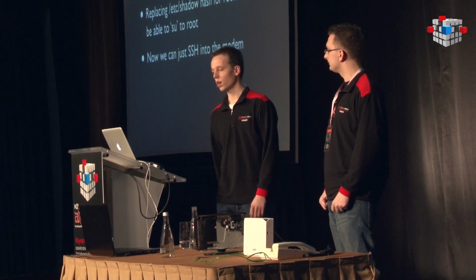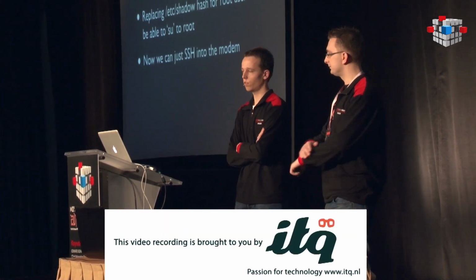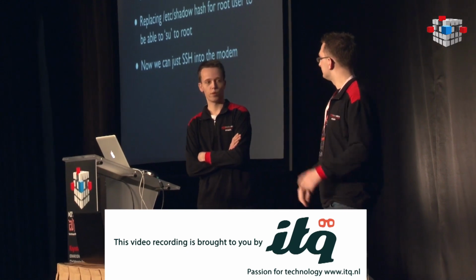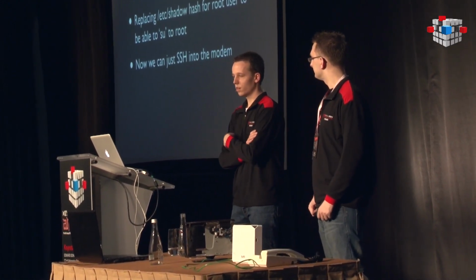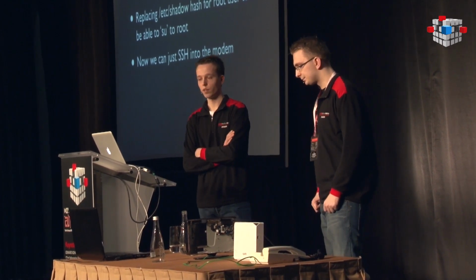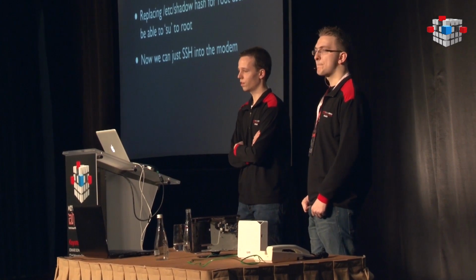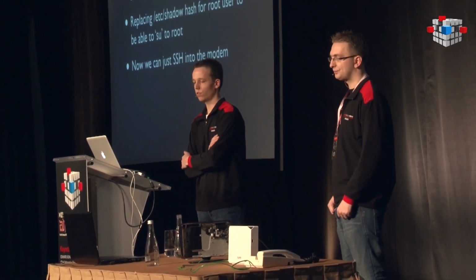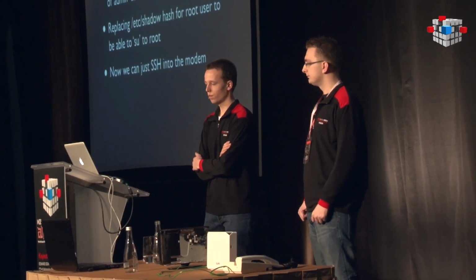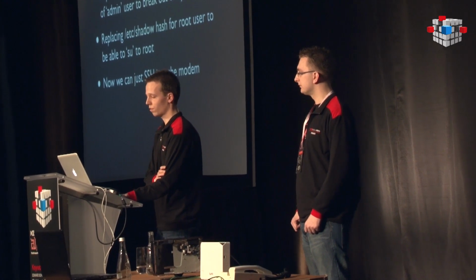Okay, and then we connect using the admin user, so we don't have root access yet. And we don't know the password for root either. So we cannot just use su and get root. But there's an easy fix though, just replace the hash of the root user in the shadow file with a hash for which we know the password, and then we can use su to get root. And we have full access.